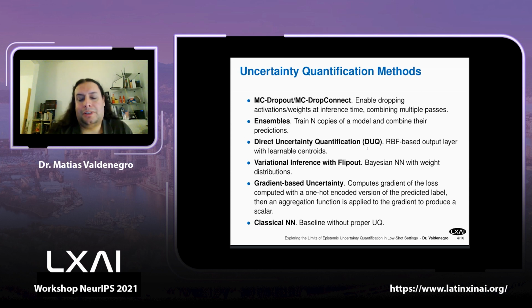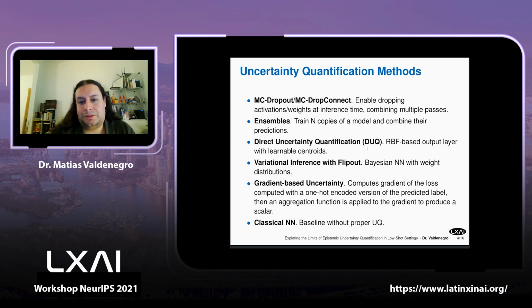Here I have a small description of the uncertainty quantification methods that we evaluate in this paper. I'm going to give a brief description of each of them, and you can check my paper for more details. MC dropout and MC DropConnect are methods that are used for regularization. Basically, we enable the dropping of activations for dropout or weights for DropConnect at inference time. So the model becomes stochastic, and then you make multiple forward passes, something like 30 to 50, and then you combine the predictions. This usually estimates uncertainty much better than a single model.